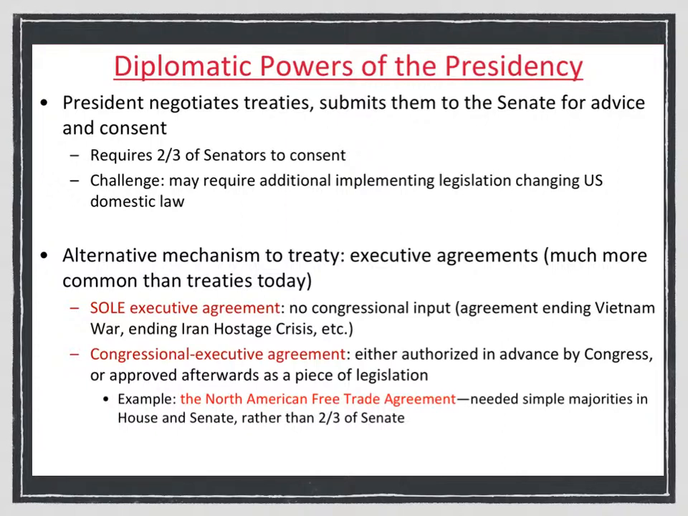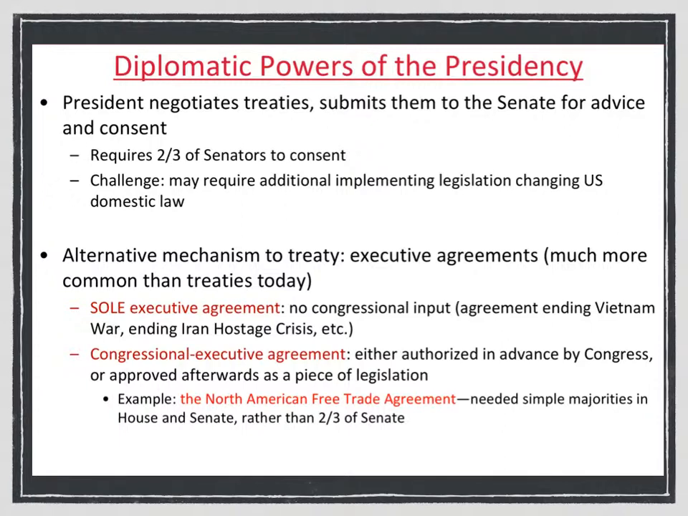There are some agreements that are called sole executive agreements. They are conducted and concluded with essentially no congressional input. Two examples of this are the agreement ending the war in Vietnam and the agreement ending the Iran hostage crisis. These types of agreements are conducted under what's called the president's plenary powers, like, for example, any agreement that derives from the president's authority as commander-in-chief doesn't necessarily need the influence of Congress.